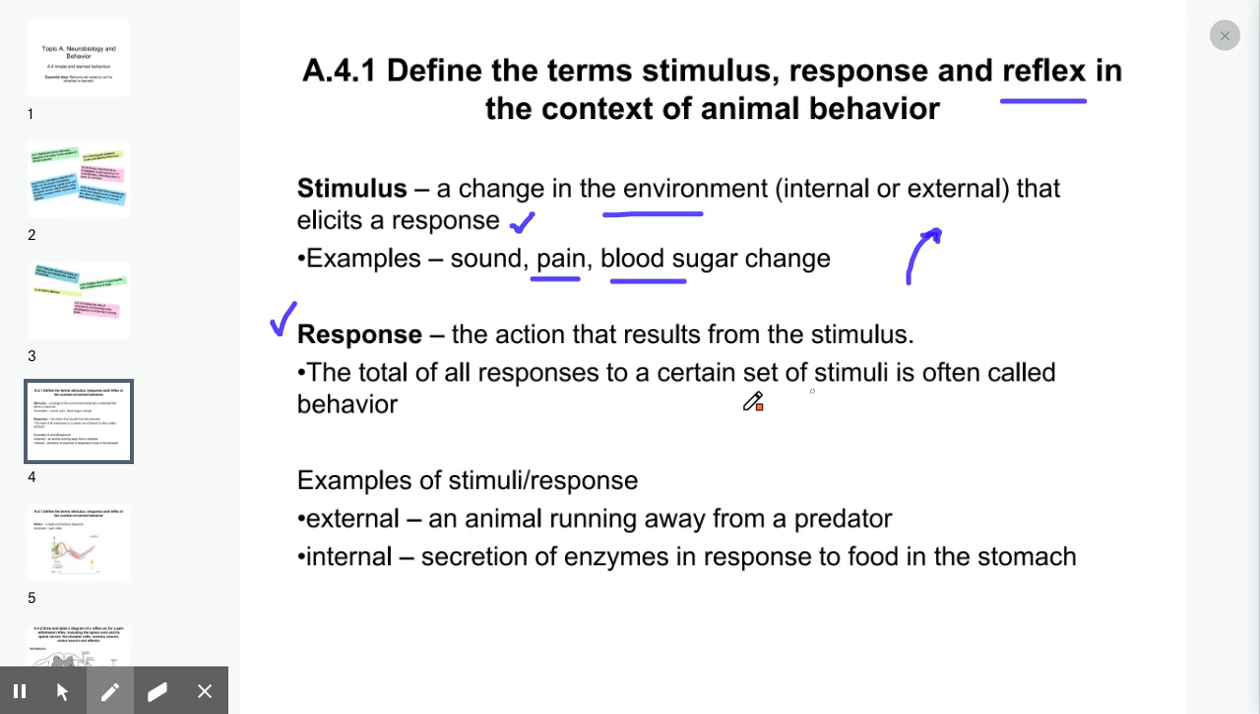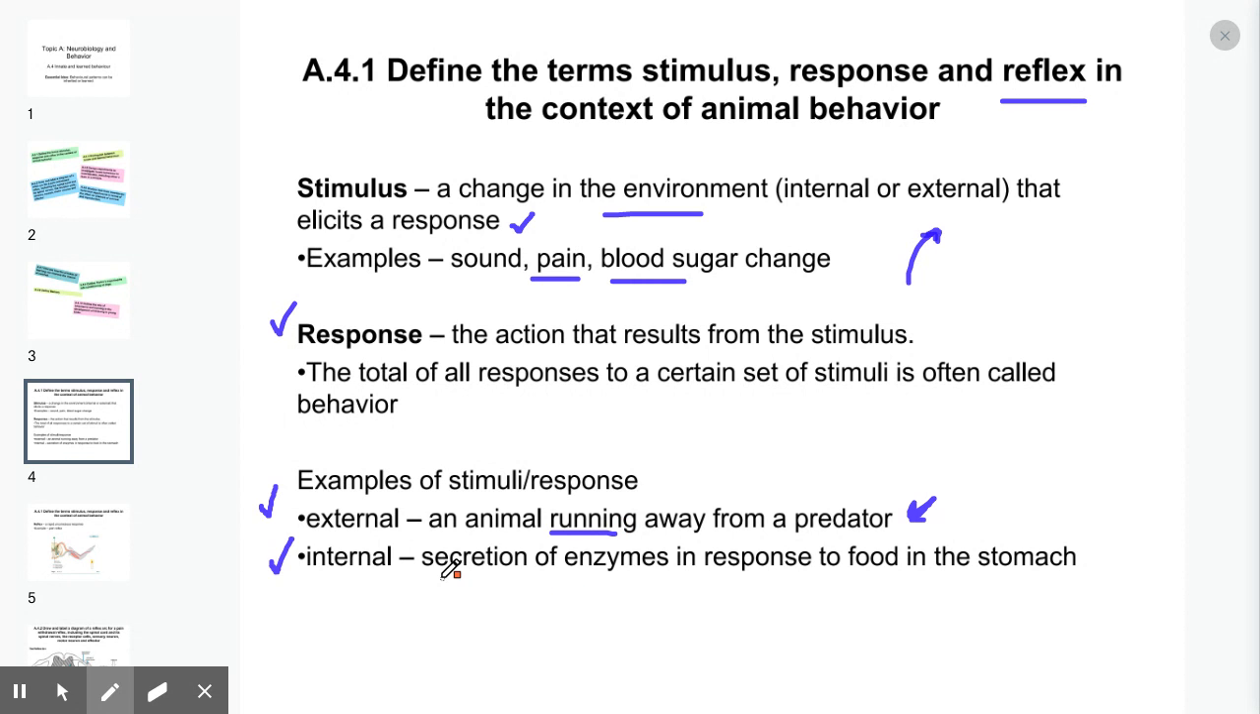So I think we can break these down into two stimulus-response groups. Those that are external, happening outside of your body. So the stimulus is generated from outside of your body. The example I have here is an animal running away from a predator. The stimulus is the thing that's going to eat you, and your response, run away.